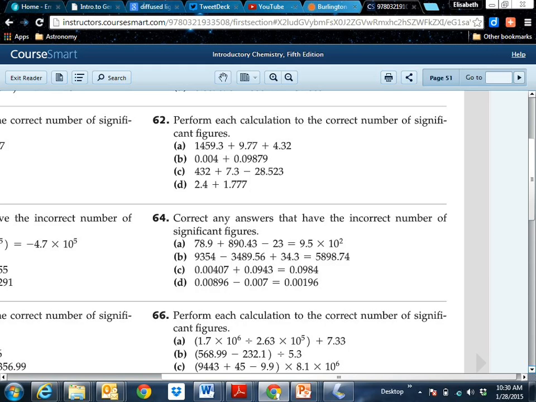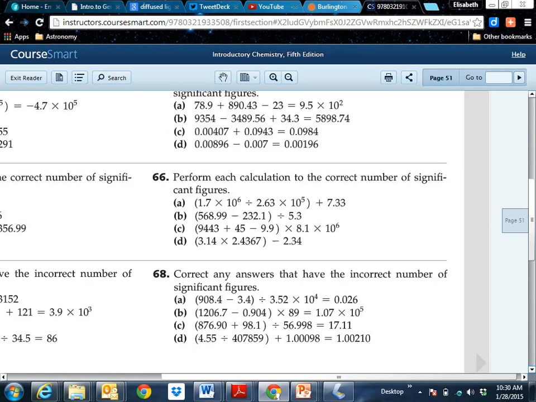Then, as you might imagine, we segue into the other type. What are 68 and 66 doing? Multiplication and division. Yes, both multiplication, division, and subtraction. Let's do an example right quick. Let's say you have 3.7 plus 2, divided by 79.